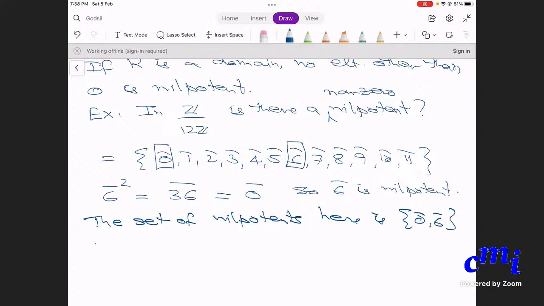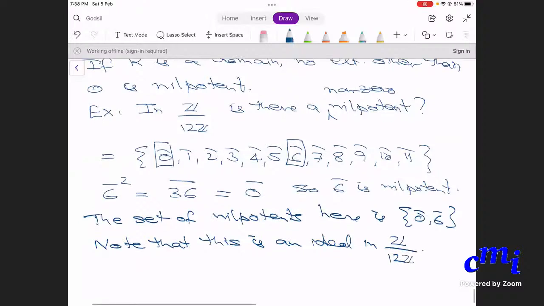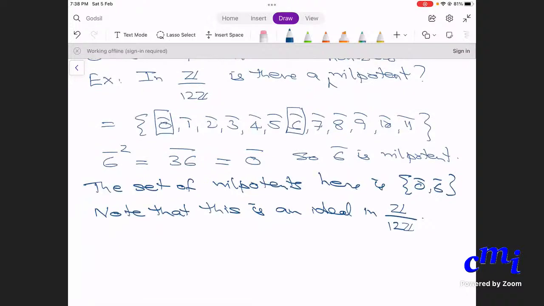Notice that this is actually an ideal in Z mod 12Z. It's closed under addition, and it's closed under multiplication by any element of the ring. Okay. So in a finite ring, the nilpotency is always less than or equal to the cardinality of the ring. Yes, that is likely. Yes, that's correct.